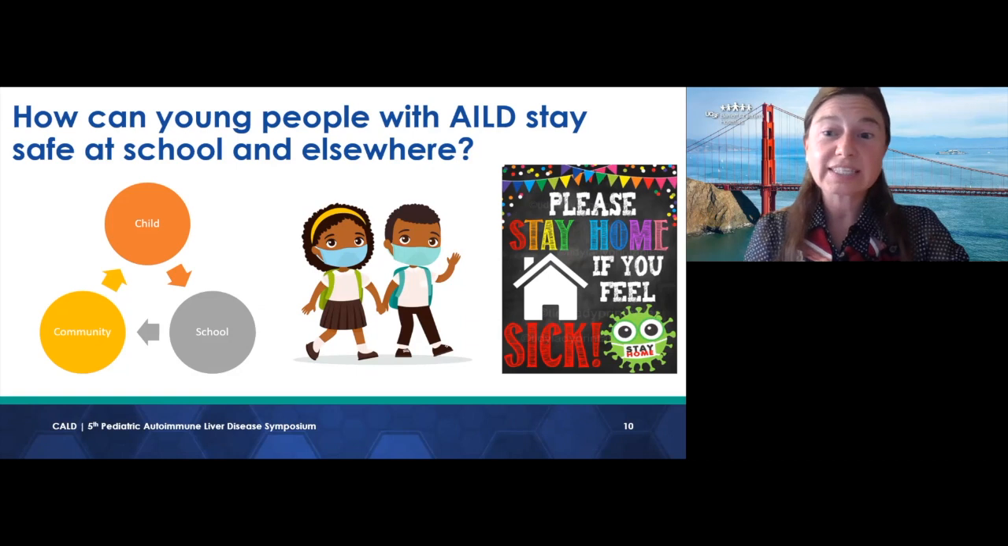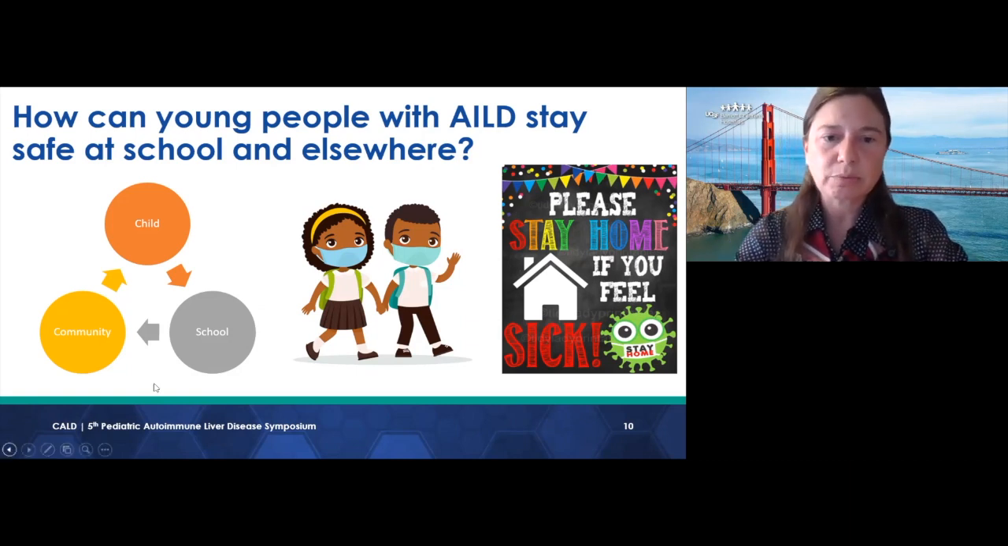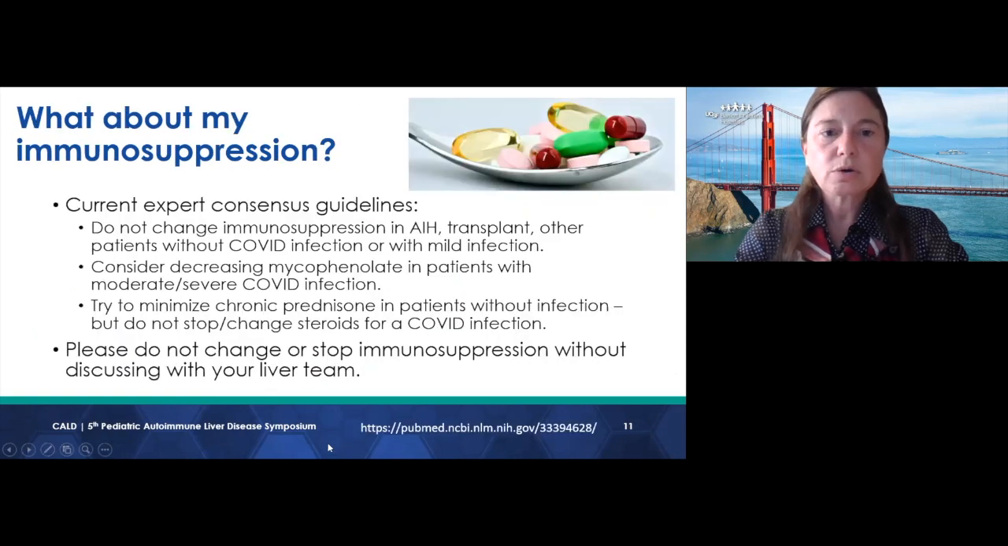Another really important thing is staying home if you feel sick. We know the most important predictor of COVID in kids is whether they've been exposed to someone else who has COVID. And so, making sure that you are keeping distance from folks that do have symptoms of illness remains very important. So what about immunosuppression?